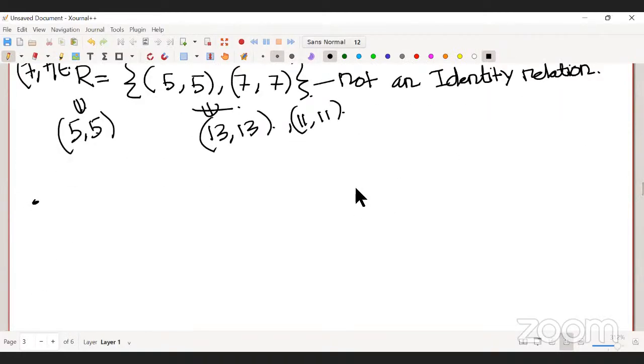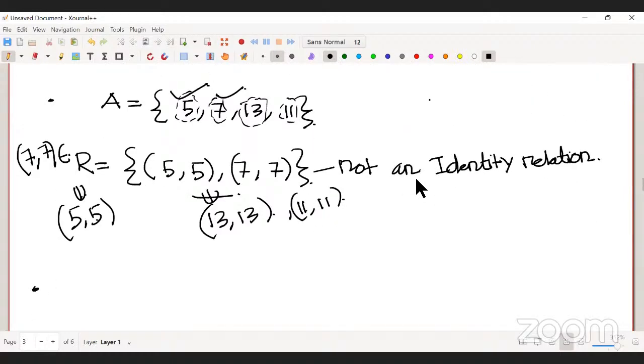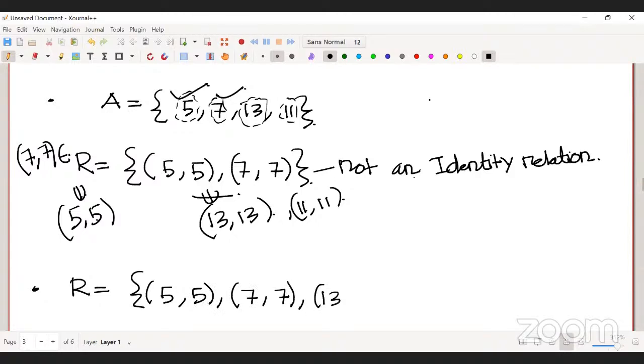So okay, let me first complete for this one. What about this relation? Suppose you take this one: 5, 5, 7, 7, 13, 13, 11, 11, and 5, 3. Whether R is an identity relation on A?